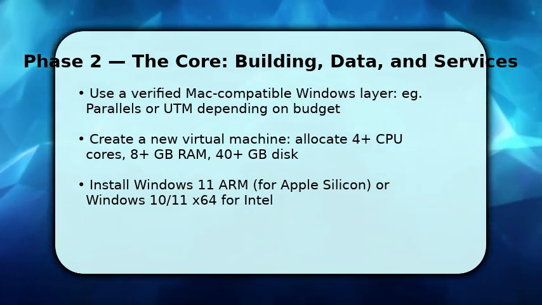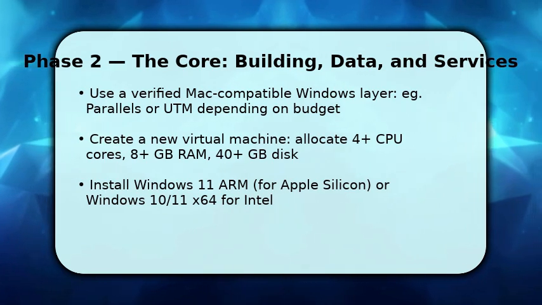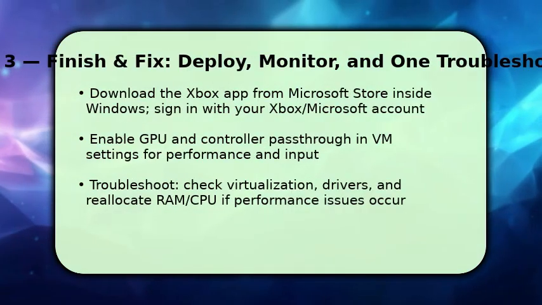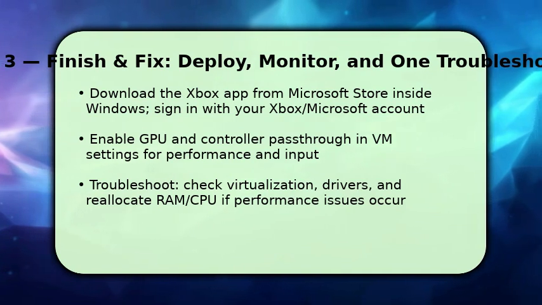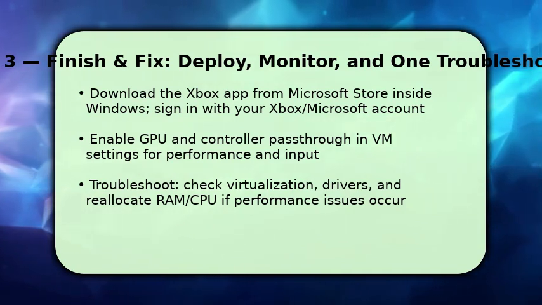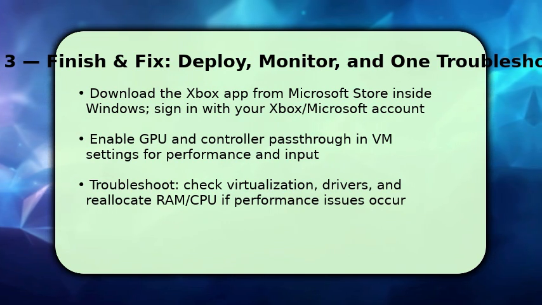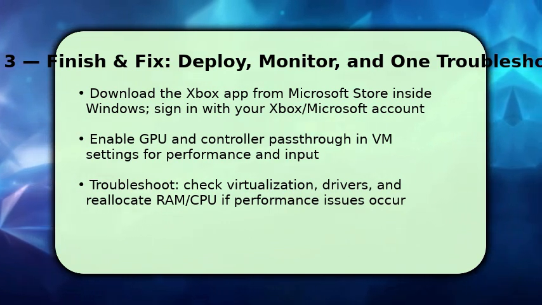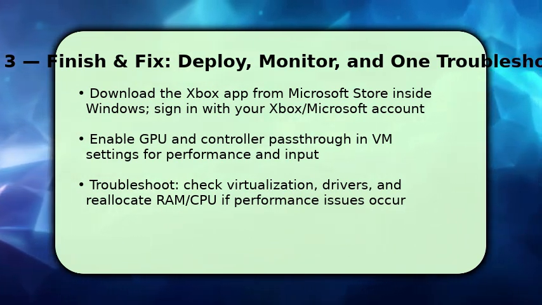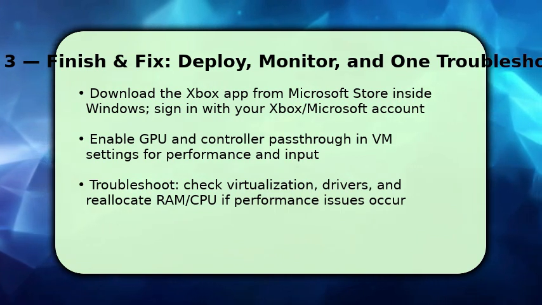Inside your Windows VM, open the Microsoft Store and install the Xbox app. Then sign in with your Microsoft account so your library syncs. Next, enable GPU acceleration and map your controller in VM settings to get playable performance. Make sure graphics drivers inside Windows are current.